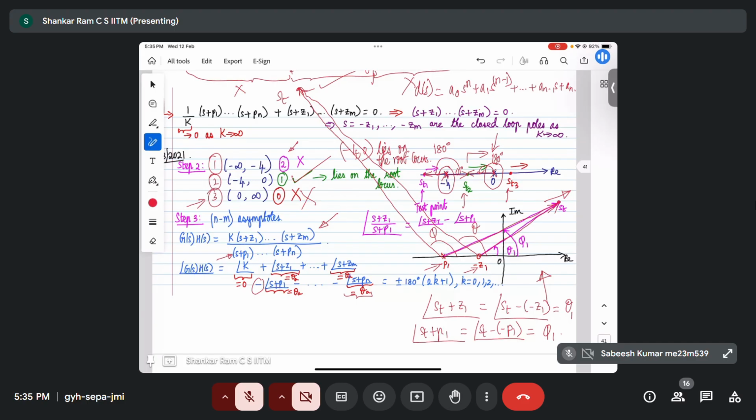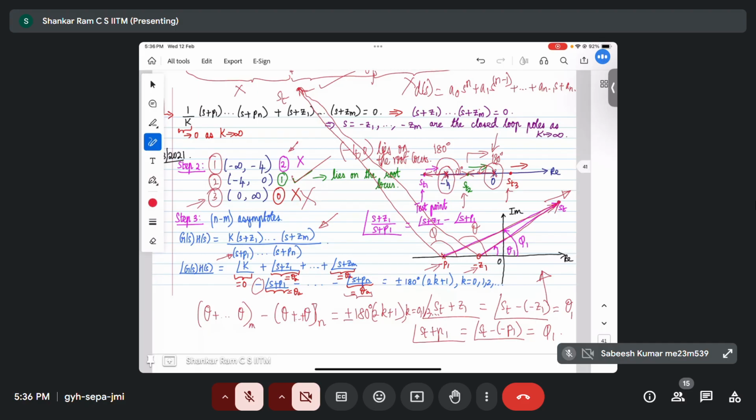So now we get the hint, right? So angle of K is 0 because K is positive. Angle of s plus z1 through s plus zm will all be theta. Okay. So I will have theta coming m times, minus theta repeating n times, equal to an odd multiple of pi. Why? Because that is the angle condition for root locus, right? So you and I are checking which point at infinity will lie on the root locus, right? That's the objective of this asymptote, okay?